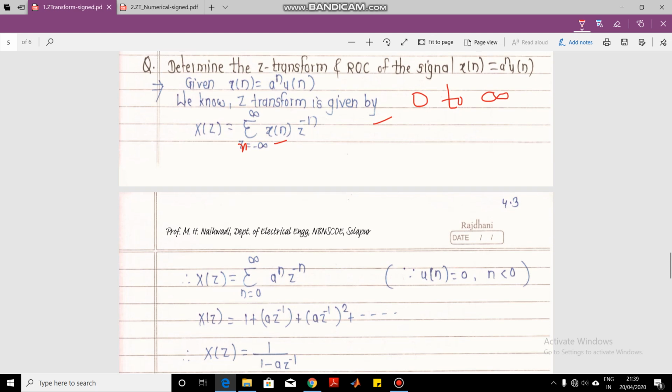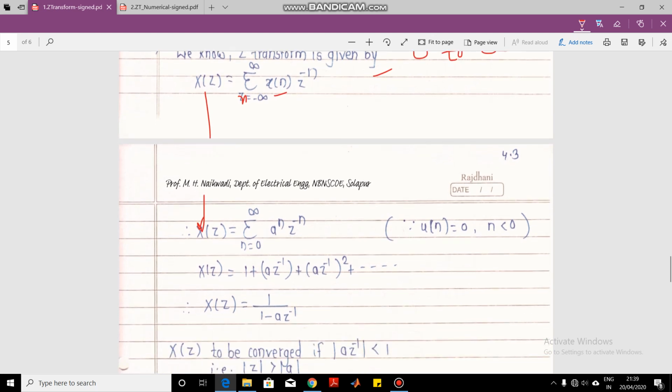Now we modify this equation. So X of z is equal to summation n equal to 0 to infinity a raised to n z raised to minus n. We have not written u of n here because the value of u of n from 0 to infinity is 1, and u of n is 0 for n less than 0; it is not present for negative values. So this equation gets modified like this.